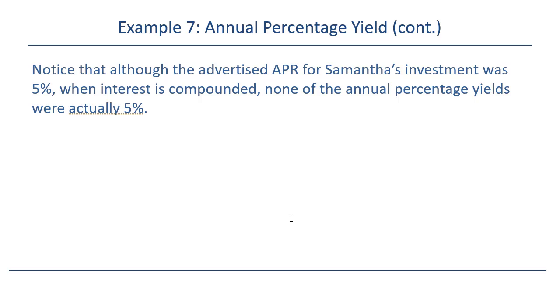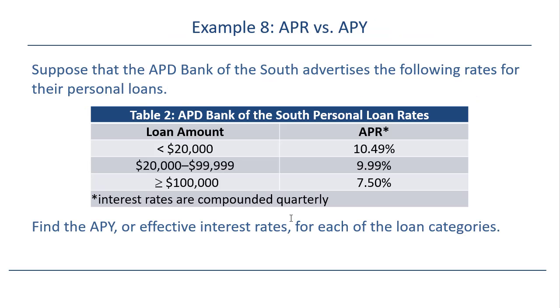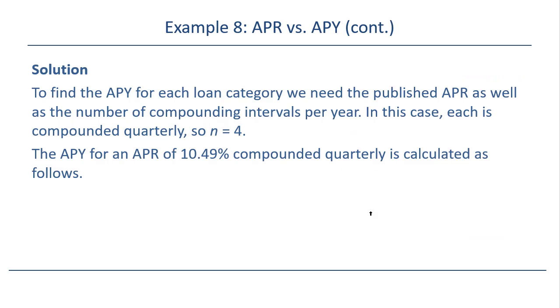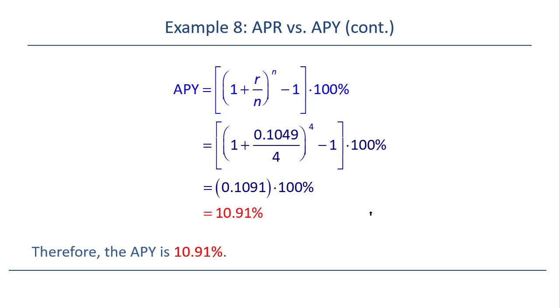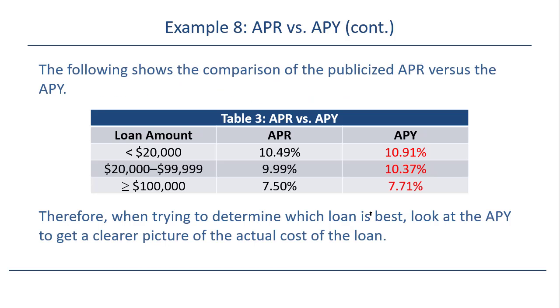So as you can see, it's more than 5%, which is why, by law, lending institutions have to tell you what the APY is, right? They'll tell you what the APR is, but then in small print, somewhere usually on the back of something, it will tell you what the actual APY is as well. So to find the APY for each loan category, we need to do the same formula for all of them, and figure out all of them, and then there are the APYs for all of them.